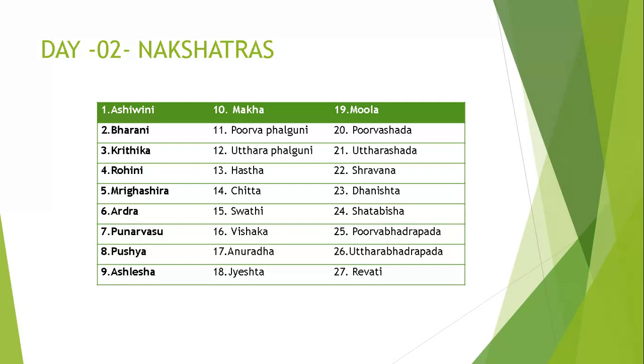So Ashwini full nakshatra, that is 4 padas. Then Bharani 4 padas. Then Kritika first pada will be there in Mesha Rashi, that is 30 degrees. Similarly, they will go up to Meena Rashi and end in Revati nakshatra.